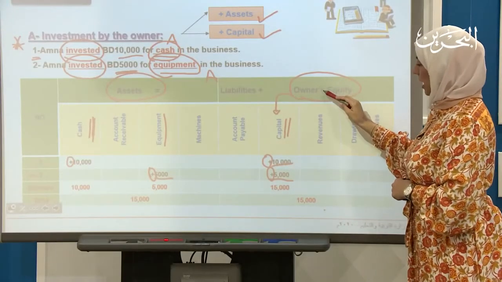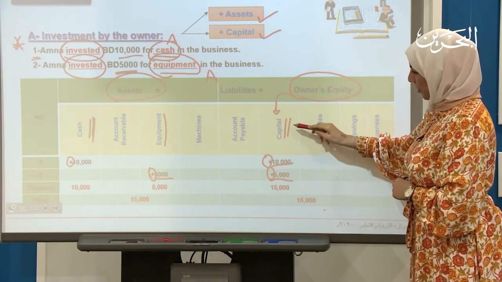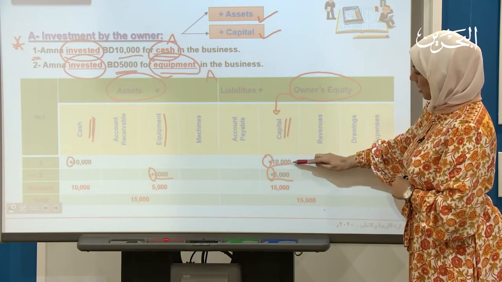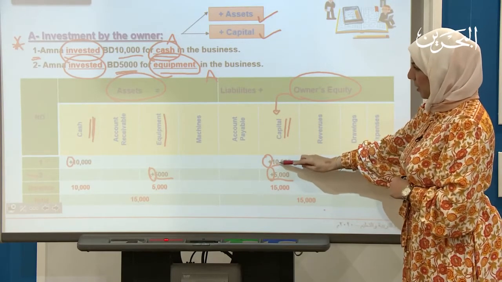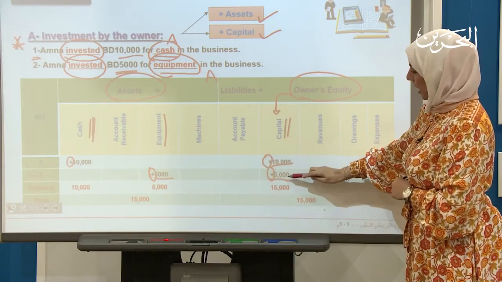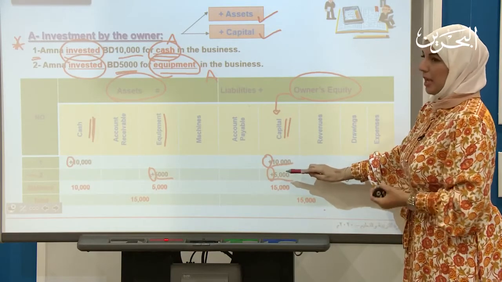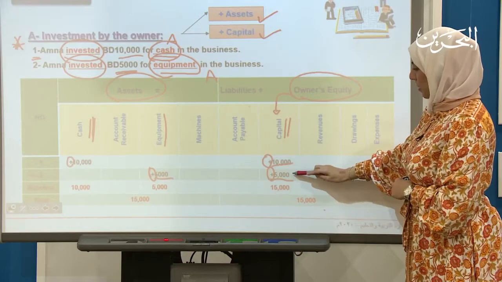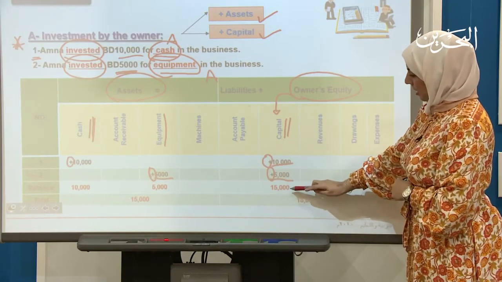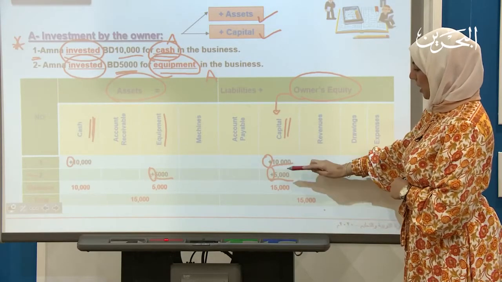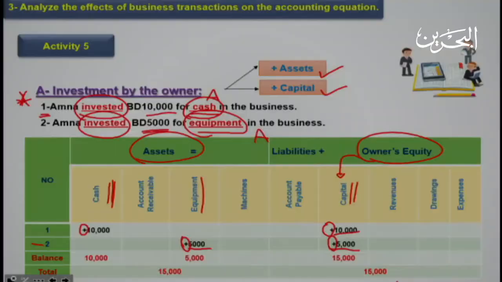Shifting to the section of owner's equity, under the capital, I start in transaction 1 with 10,000, and then moving to the second transaction, my account increases by 5,000. So at the end, I reach 15,000: 10,000 plus the 5,000. In the owner's equity section, the total will be 15,000 because I don't have other figures in this section.